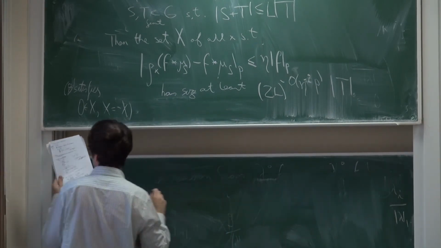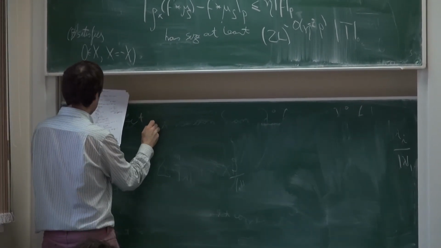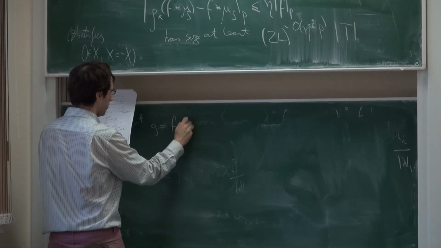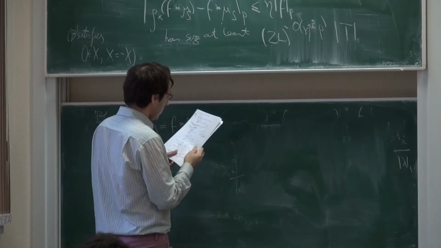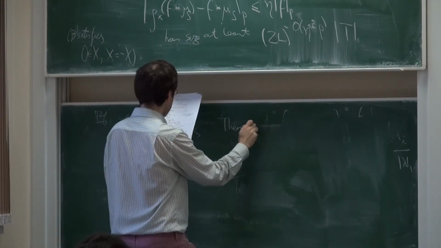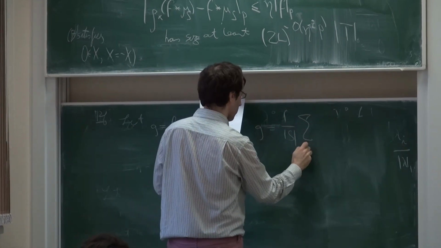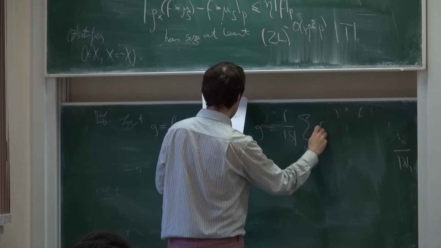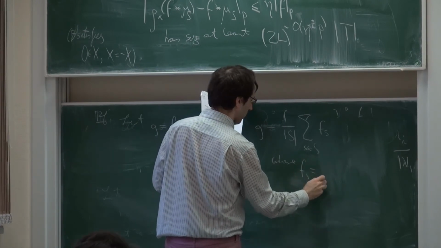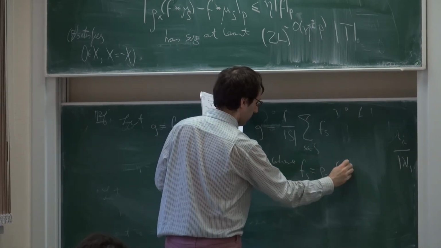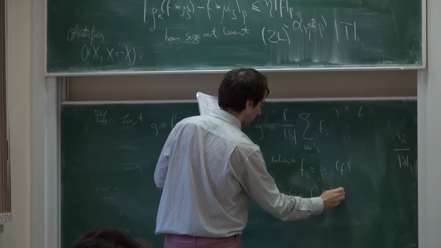So, proof. Let G be the convolution. Then by definition, G is 1 over |S|, the sum over s in S of F_s, where F_s is rho minus s applied to F. That is, F_s is just the shift of x by minus s.